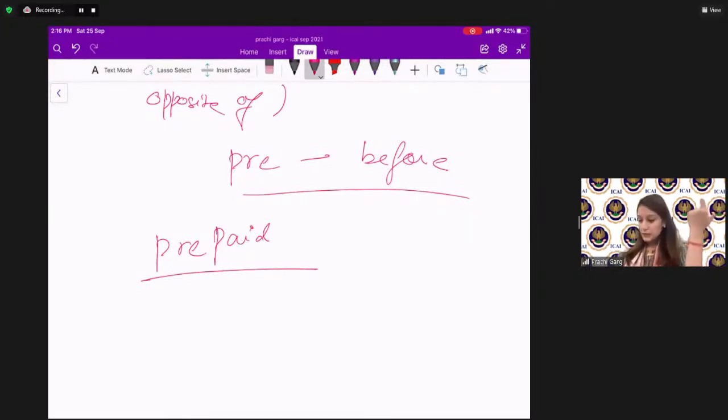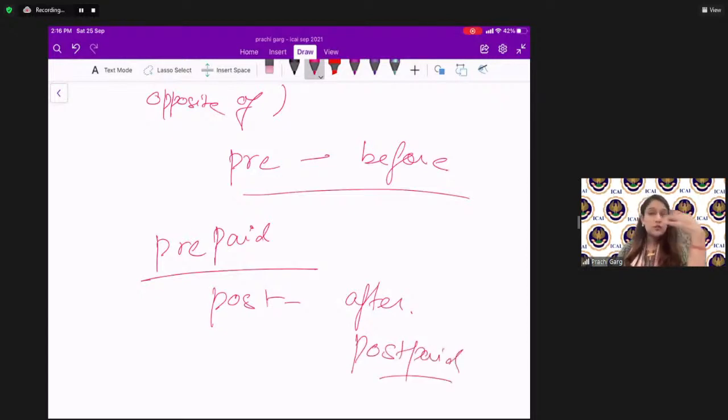Similarly, postpaid. Post means after. Postpaid is when you pay later: once you use the thing, you receive a bill and then you pay for it. Prepaid is that before using anything or receiving any product, you've already paid for it. This is one example; pre and post you can use with so many other things. This post is not the letter post; this post means after. Am I clear?